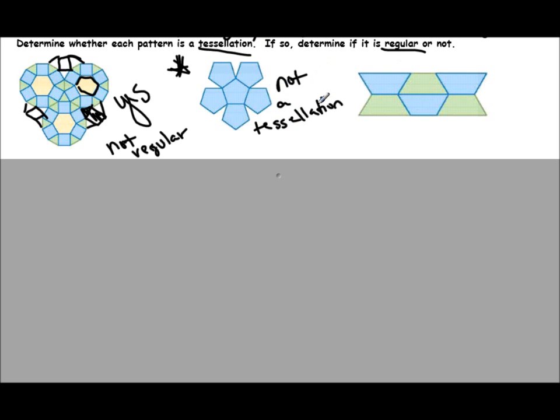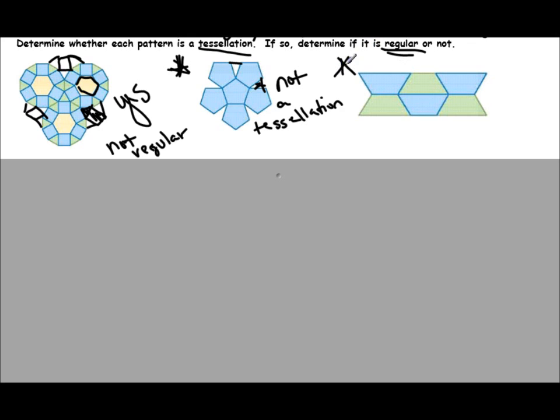And it is not a tessellation. If it were a tessellation, then you would see that these would be filled with triangles, and there are no triangles given in the original figure. So this is not a tessellation because we have empty spaces. And of course, because we haven't proved it's a tessellation, we can't say it's regular.